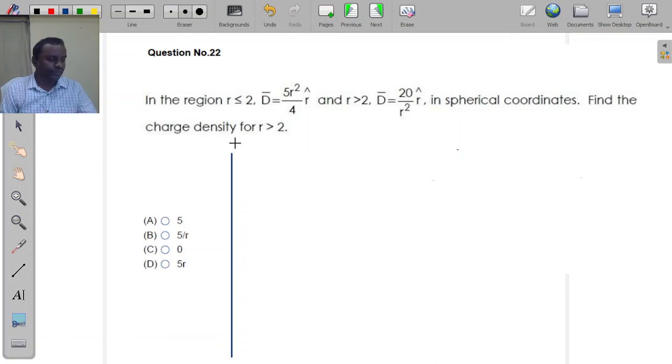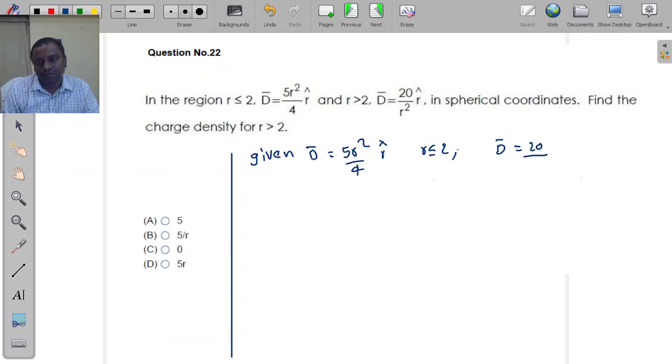Now, what they have given: displacement flux density 5r square by 4 times the unit vector for r less than or equal to 2. Similarly, D equals 20 by r square r cap for r greater than or equal to 2. We need to calculate charge density for r greater than 2. In the sense, we need to use this value.